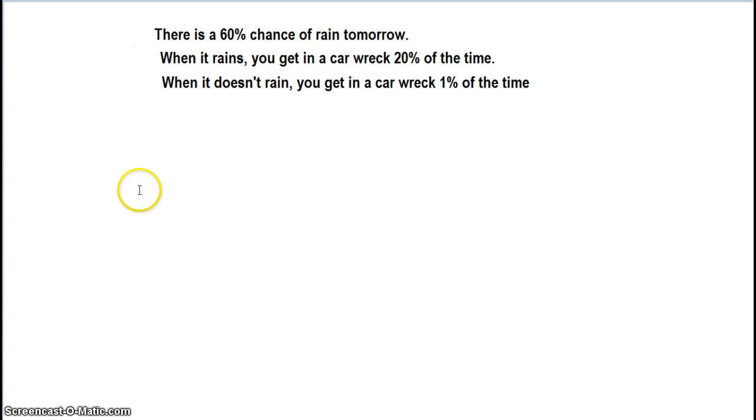So one thing we often do with probability is draw a tree diagram, which helps us organize our probability information and figure out our answers. And you have to use the multiplication principle when you're making your tree diagrams. So in this example, we have a weather forecast. There is a 60% chance of rain tomorrow. And then we have some stats about you driving. When it rains, you get in a car wreck 20% of the time. Not very good in the rain. But when it doesn't rain, you get in a car wreck only 1% of the time. That's still not very good at driving, but it'll suffice for this example.